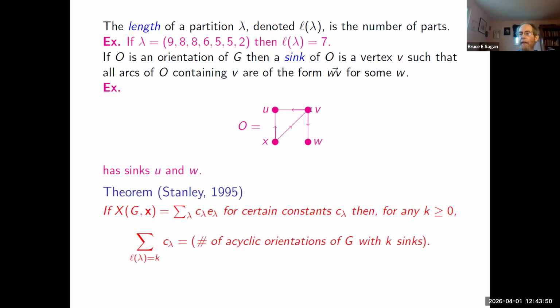So here's a theorem from Stanley's original paper on the chromatic symmetric function. Take your chromatic symmetric function and express it in the elementary basis, right? That's going to give you some coefficients, c sub lambda. Then if I sum all of the c sub lambda for all the partitions that have length k, it gives you the number of acyclic orientations of G that have precisely k sinks. So in particular, if I summed all the coefficients, that would give you all possible numbers of sinks, and that will give you all possible acyclic orientations.